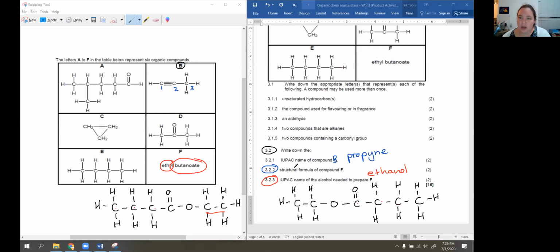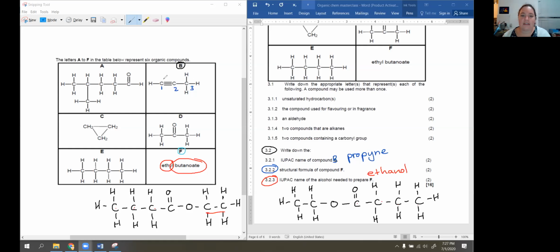If the question asked, what is the inorganic substance needed in order to make compound F? What is the inorganic reactant? That's probably a better word. The inorganic reactant needed in order to prepare compound F. Does anybody have any ideas? The inorganic reactant or reagent needed to prepare compound F.